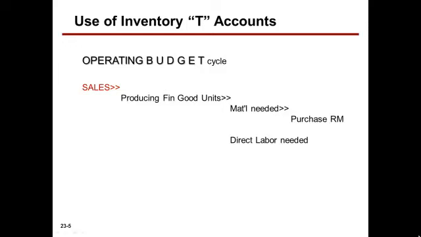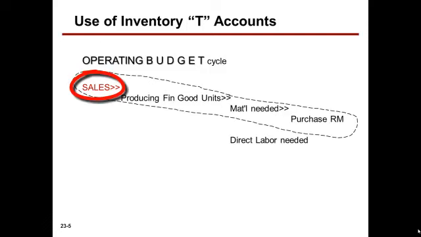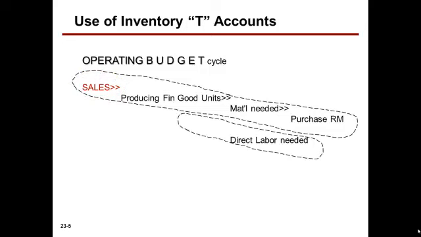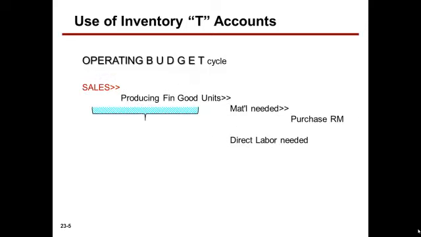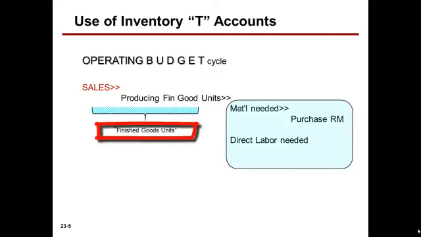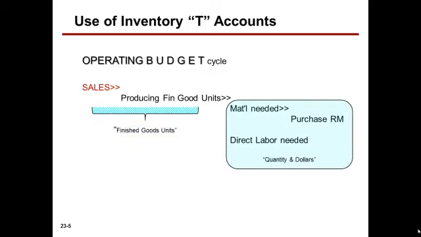So the operating budget cycle begins with a sales forecast and proceeds to a production budget, materials needed to support that production budget, and the purchase of raw materials. Likewise, direct labor needed comes from or is derived from the production budget. Sales and the production budget are focused on finished good units, saleable units, and the materials and direct labor budget is focused on quantities of materials needed and quantities of direct labor needed to support that same production budget.